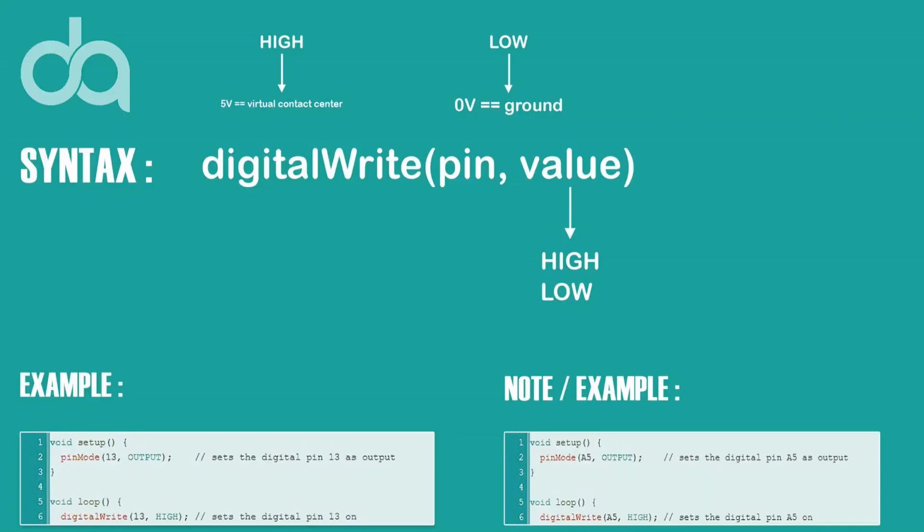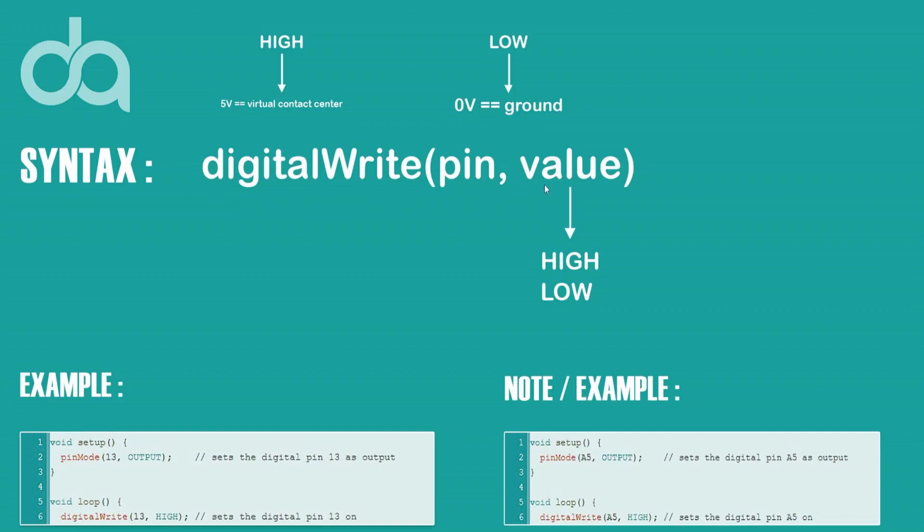Write a high or a low value to digital pin. If the pin has been configured as an output with pinMode, its voltage will be set to the corresponding value: 5 voltage for HIGH, 0 voltage for LOW. HIGH is 5 voltage, equal to VCC, and LOW is 0 voltage, equal to ground.